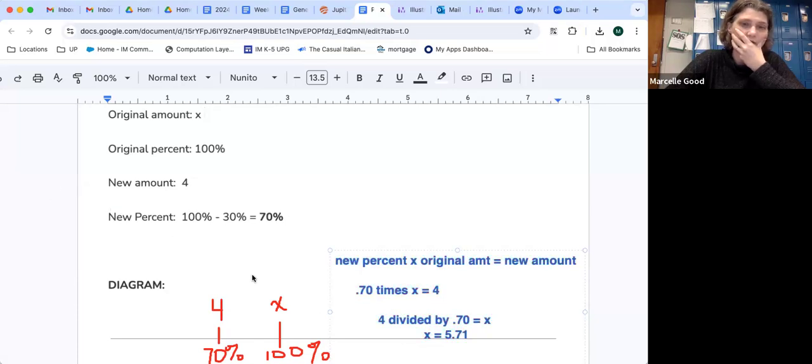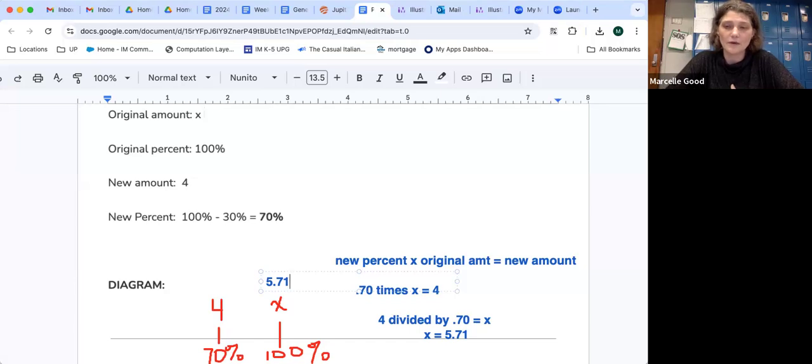So the value that goes here is 5.71. And we can look, 70% to 100%, does that increase 4 to 5.71? That feels right. It would be weird if I got a smaller number or a different number than that. So our answer for this is 5.71.